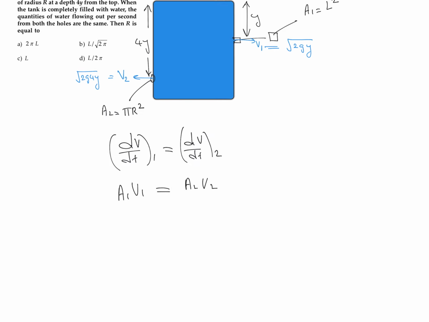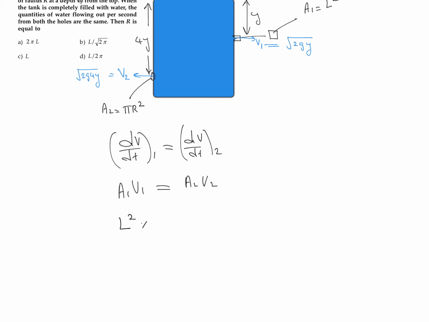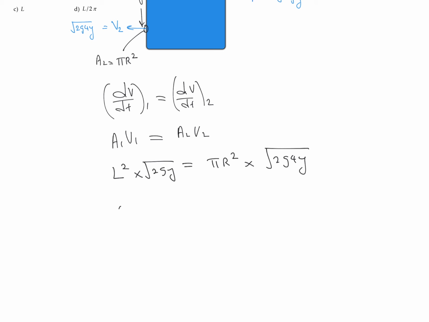So A1 we know is equal to L square, and v1 is nothing but root of 2 into g into y, and A2 is nothing but pi into r square, and we have to find out the value of r, and v2 is equal to root of 2 into g into 4y. So we can say that this is L square into root of 2 into g into y is equal to pi into r square into, if we take this 4 out of the root, it becomes 2 into root of 2 into g into y. So that this root of 2gy and this root of 2gy can get cancelled.